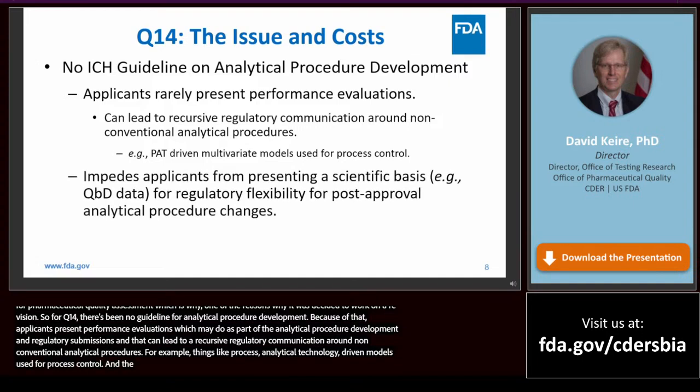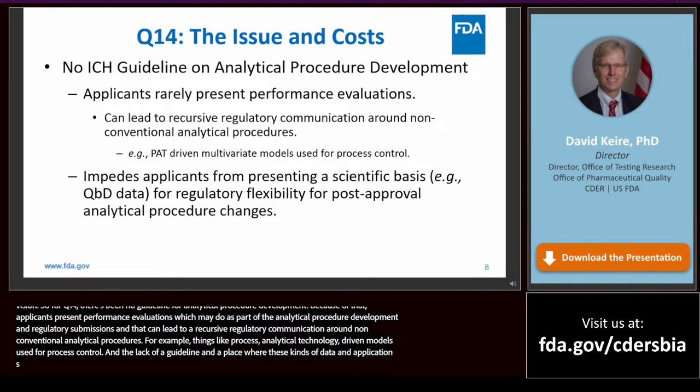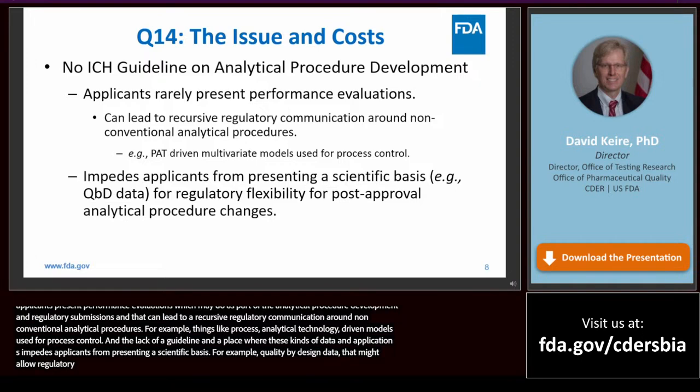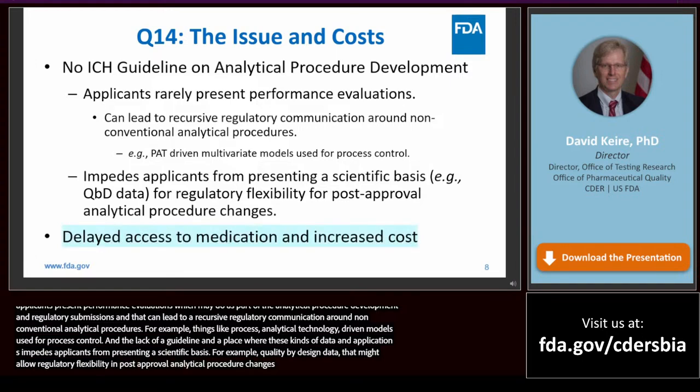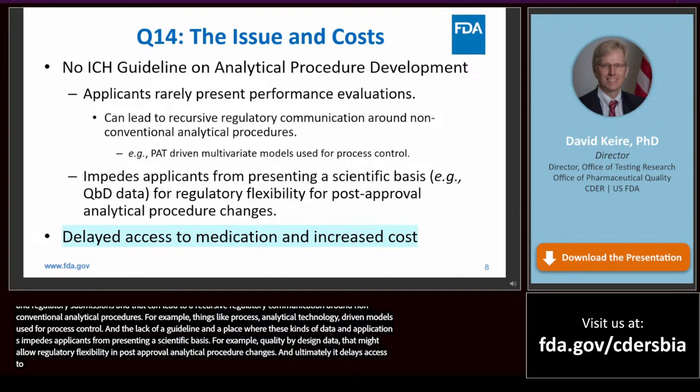And the lack of a guideline and a place for these kinds of data in application impedes applicants from presenting a scientific basis, for example, quality by design data that might allow regulatory flexibility in post-approval analytical procedure changes. And ultimately, this delays access to medication and increases costs.